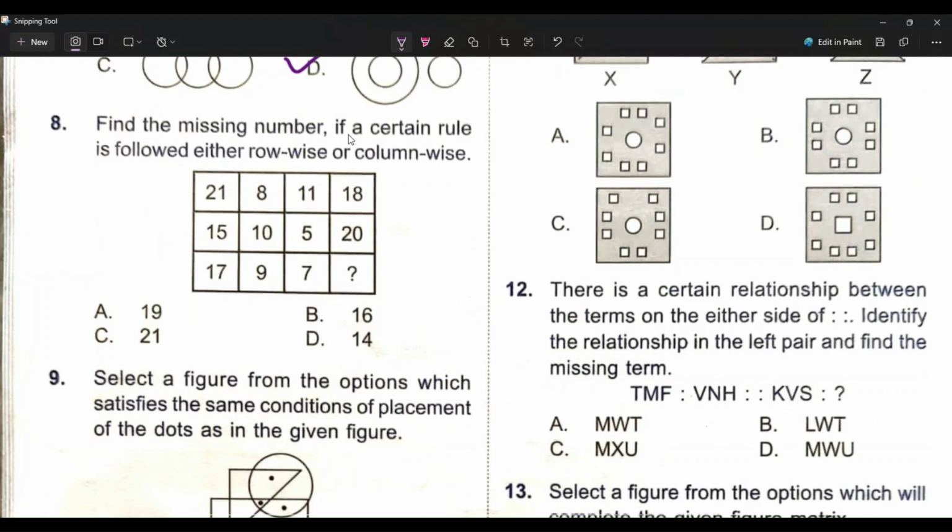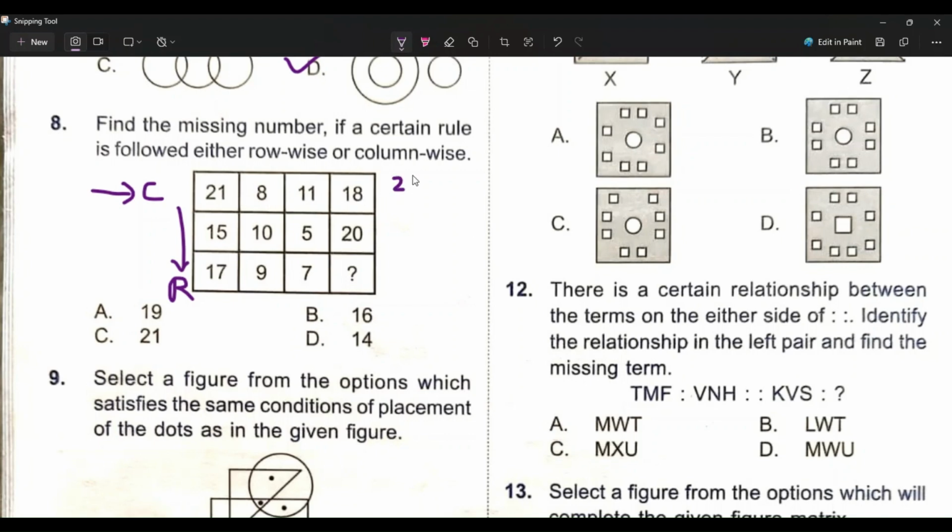Eighth question, find the missing number if a certain rule is followed either row wise or column wise. 21, 8, 11, 18, 15, 10, 5, 20, 17, 9, 7, question mark. So there is a certain rule following. So let's find out what is that. So this is the column wise and this is the row wise. So first let's check with column wise. 21, 8, 11, 18.